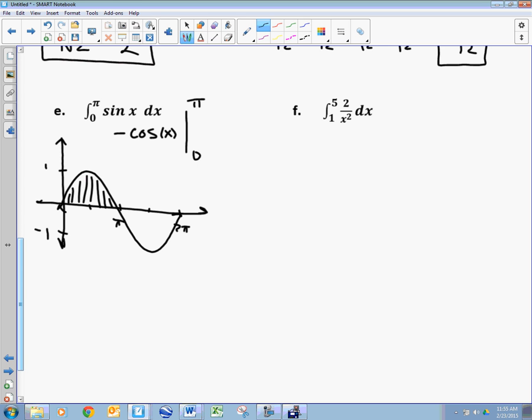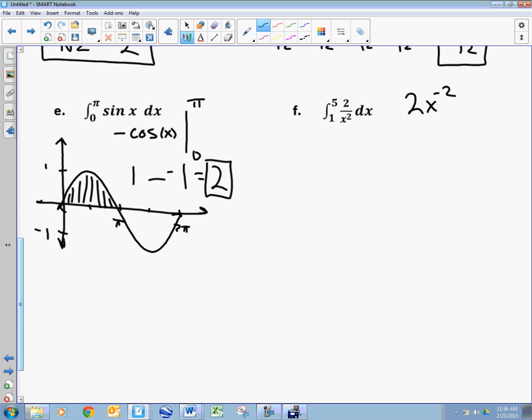What's the cosine of pi? -1. Make it negative, so +1. What's the cosine of 0? 1. And then make it negative, -1. So this area is exactly 2. It is. Just units.